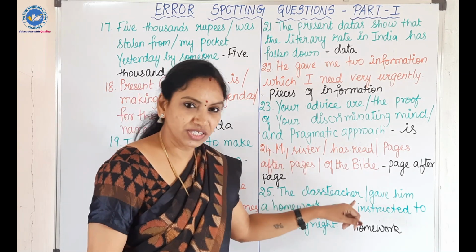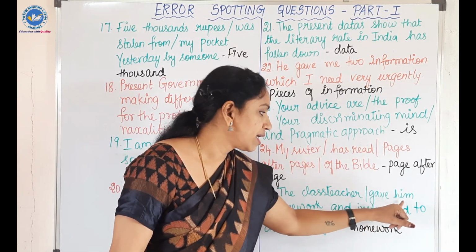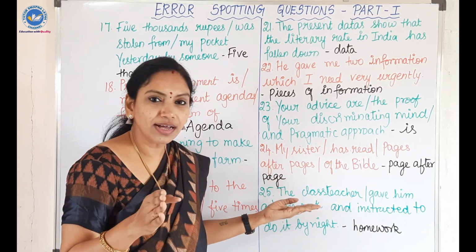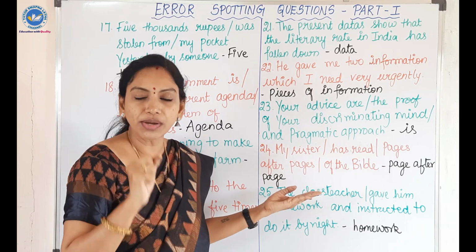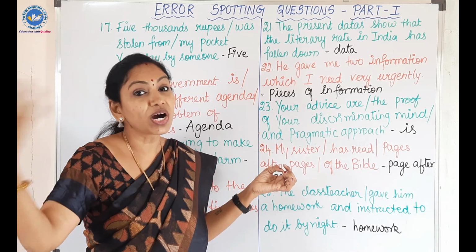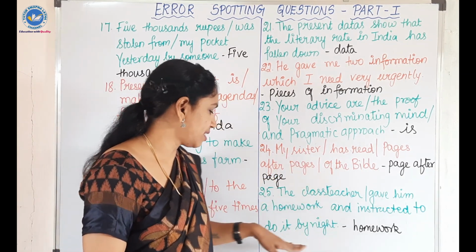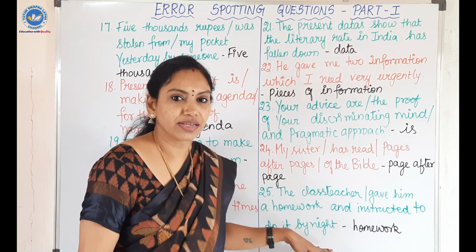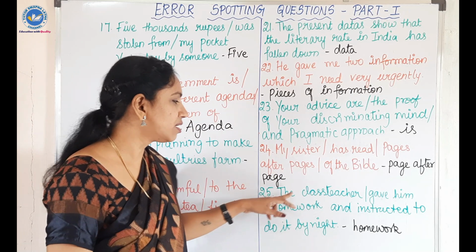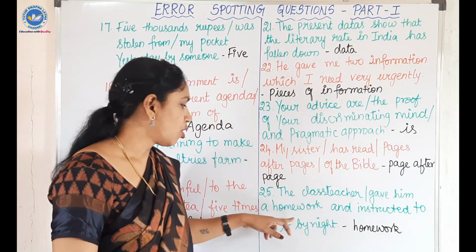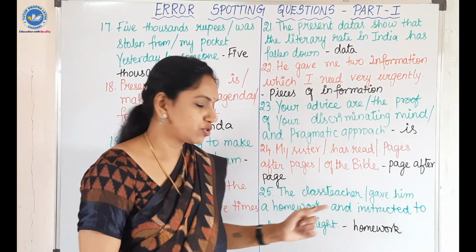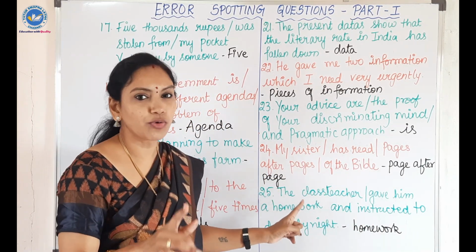Next, 25th, my dear friends. The class teacher gave him a homework. I already told you homework is singular, an uncountable noun. You cannot have a, or homeworks. That is wrong. So, and instructed to do it by night. So remove this a and write it as homework. The class teacher gave him homework and instructed to do it by night. So remove this a since it is an uncountable noun.